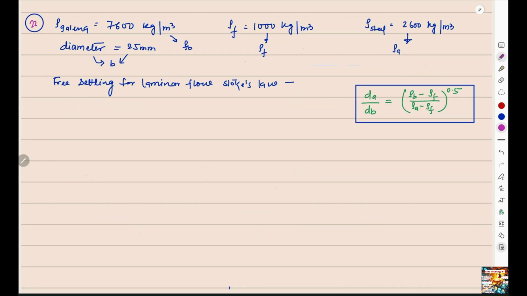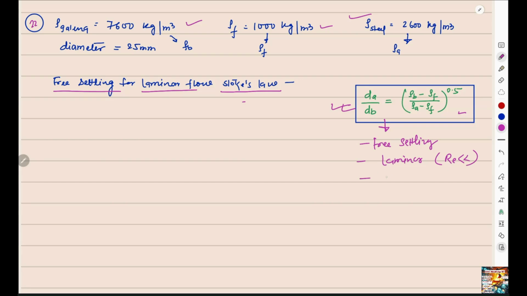In this question it is given that it is following laminar flow, Stokes law and free settling, and we are given the density of galena, the fluid and the steel. Now in this question we can use this formula. Where can we use this formula? Whenever there is free settling, laminar flow, the Reynolds number is very small. Also Stokes law is valid.